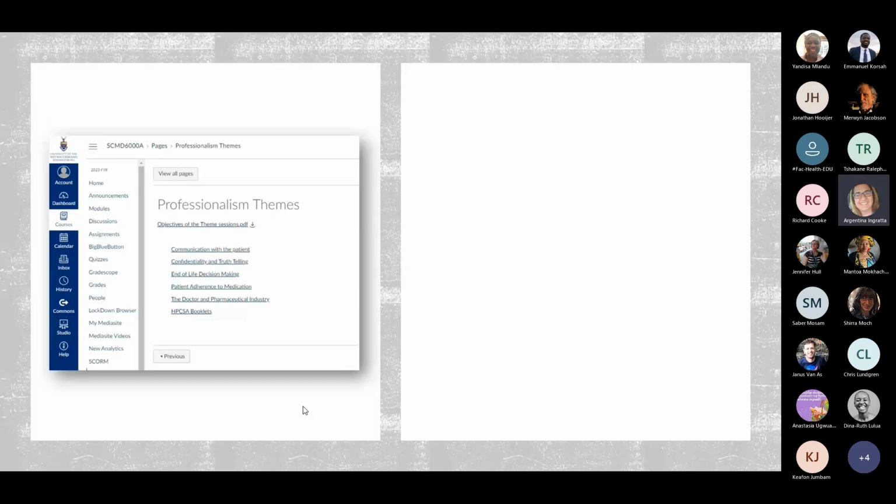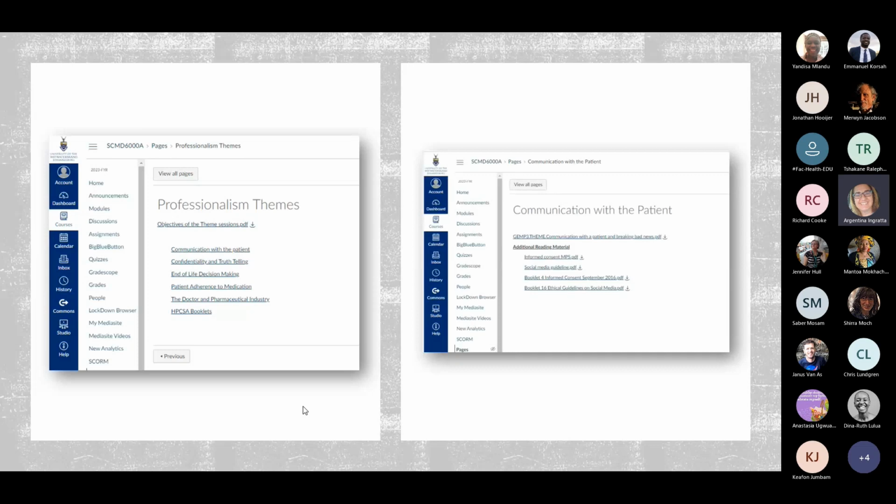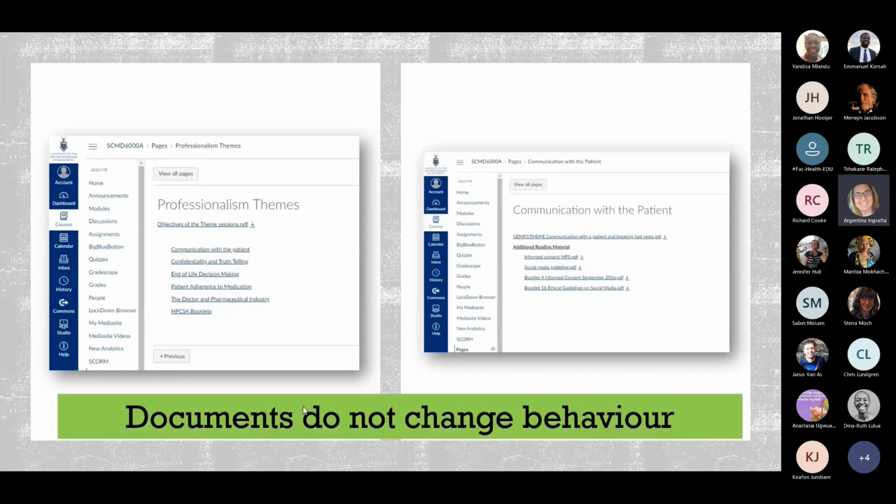And I mean, what is in these folders is excellent content. Communication with the patient, confidentiality, truth-telling, end-of-life decision-making. I mean, these came from the PBLs around professional development from before, and we put them into medicine along with a lot of other things. And if you open one of these folders, you'll come up with the theme content with additional reading and referencing our Health Professions Council's booklets. So, I mean, this is wonderful content, but we learned from our students when we interacted with them that documents do not change behavior. So I don't know that we can tick this box that we're getting this right. We're not with this strategy.